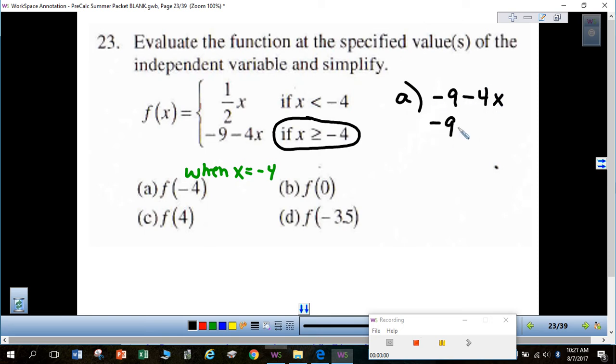And we're plugging in -4 for x, so it's going to look like this, -4 times -4. Order of operations says that we want to multiply first. -4 times -4 is positive 16. -9 plus 16 is 7. So that is the answer to part A.